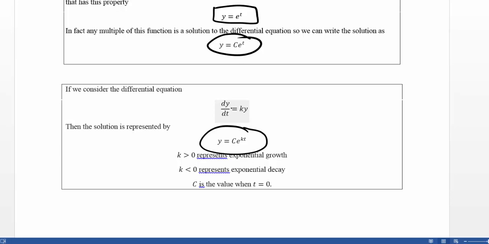Now, if k is greater than 0, if it's positive, then we represent exponential growth. If k is negative, we represent exponential decay. Now, it's not quite as straightforward as you would think with this, because it also is impacted by our c. c is our initial condition. It's the value that we get when t equals 0, because c could be positive or negative. So let's look at some combinations of c's and k's to see how that impacts a general function.